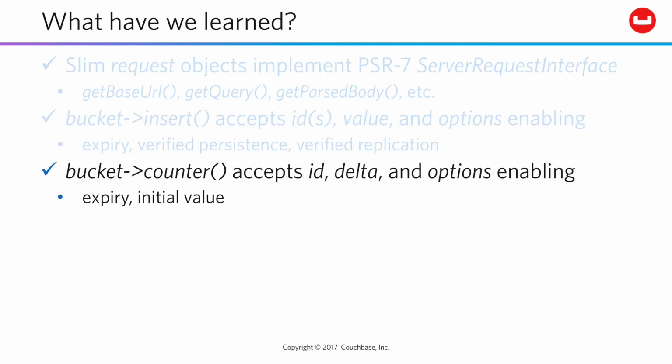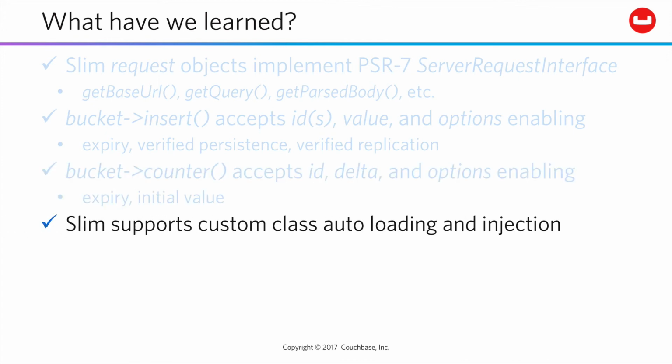We saw how you can use the counter method in order to ensure unique IDs. This is similar to auto-increment fields in a traditional database. The counter method accepts the ID for this particular counter within the bucket. You could have as many as you like, as well as the delta and options. The options enable expiration of the counters, as well as let you configure the initial value of the counter, because if it doesn't already exist, it is created on the first use of this method. Last, we saw how Slim supports custom class auto-loading and injection in case you want to start externalizing some of your code, as you likely will.